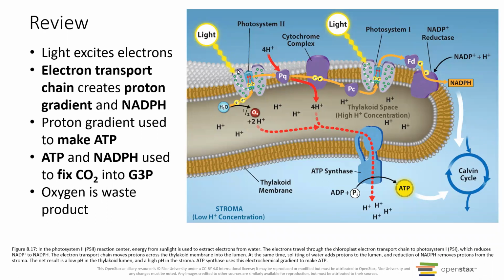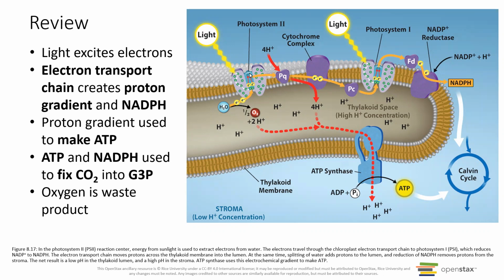Okay, so let's review everything that we've learned so far. Light excites electrons in photosystem 2 and photosystem 1. Photosystem 2 is going to use that energy in those electrons to oxidize 2 special molecules of chlorophyll, which pass electrons to an electron acceptor. They are reduced when water is split. Electrons go to the chlorophyll molecules, oxygen and hydrogen ions are produced.